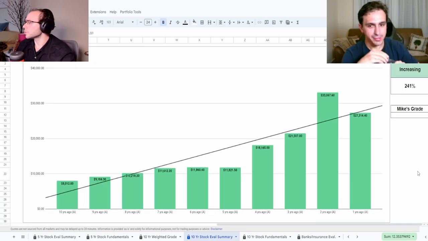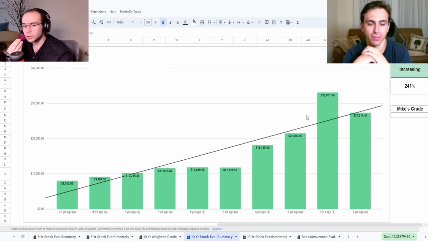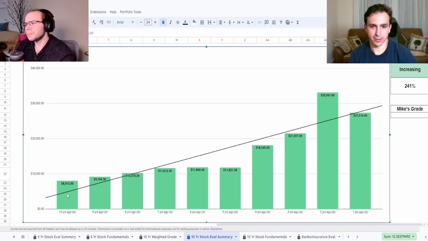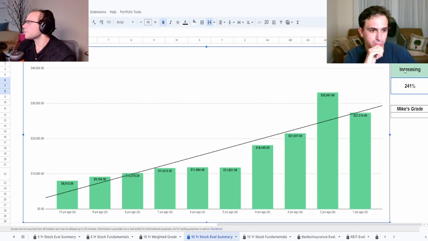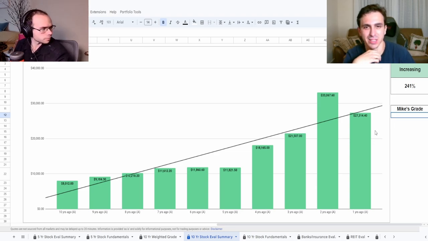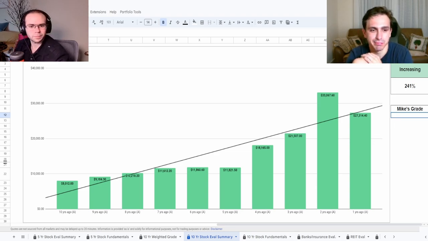Looking at the fundamentals, they actually don't look bad. We got net income of $8 billion to 1 year ago of $27.34 billion, increase of 241%. Drop here from 2 to 1 year ago. Aside from that, it's not looking too bad. What do you think? Okay, it's not like world shattering, but it's not bad, right?